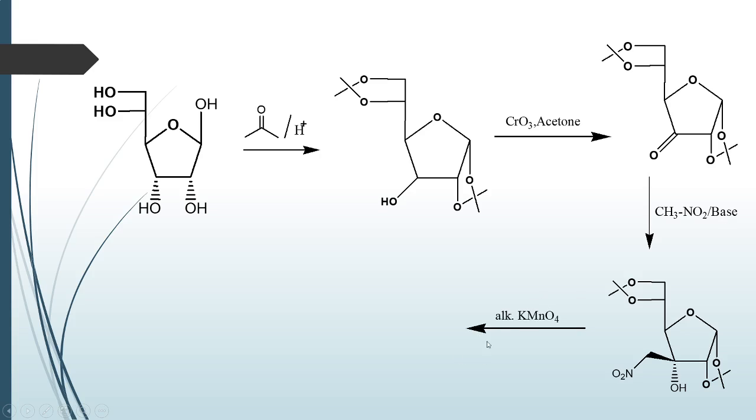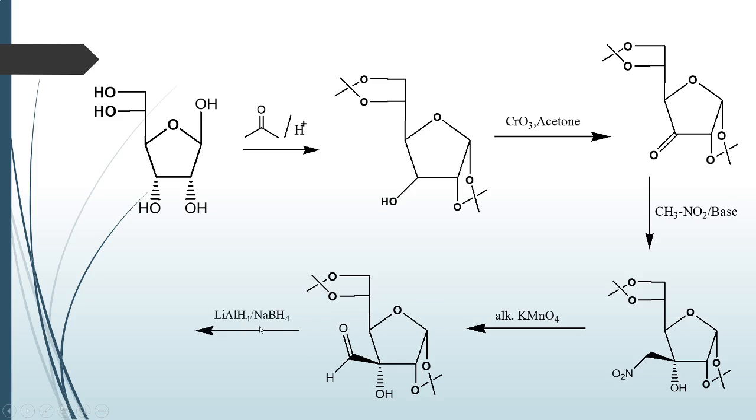In the next step, we use alkaline KMnO4. The alkaline KMnO4 is the oxidizing reagent. It can oxidize this NO2 into the aldehydic group. So after reacting alkaline KMnO4 with this molecule, the CH2NO2 nitro group is converted into this aldehydic group.